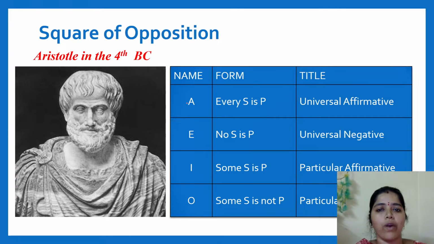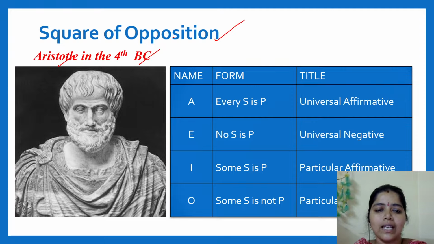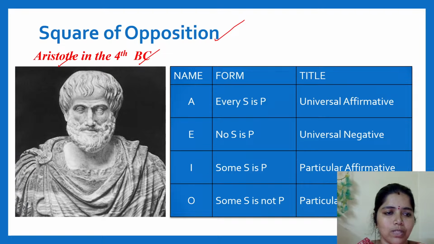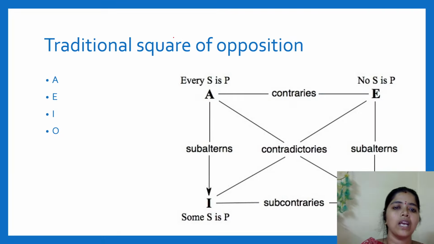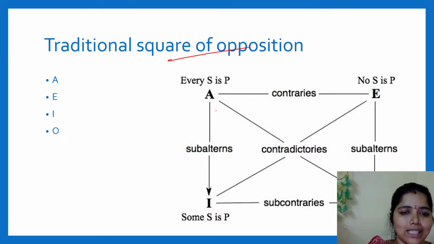Now from here we are going to the square of opposition, and it's been proposed by Aristotle in the 4th BC. So the same thing you have given here, A, E, I, O statement. You have to remember what is universal affirmative, universal negative, particular affirmative and particular negative. These are the basic things that we have to have in our mind. With this concept, we move to the traditional square of opposition. Note it down in your notebook with the example.